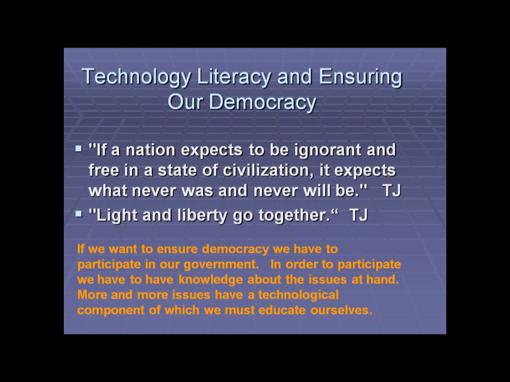So, technology literacy and ensuring our democracy. If a nation expects to be ignorant and free in a state of civilization, it expects what never has and never will be. Light and liberty go together. If we want to ensure democracy, we have to participate in our government. In order to participate, we have to have knowledge about the issues at hand. More and more issues have a technological component of which we must educate ourselves.